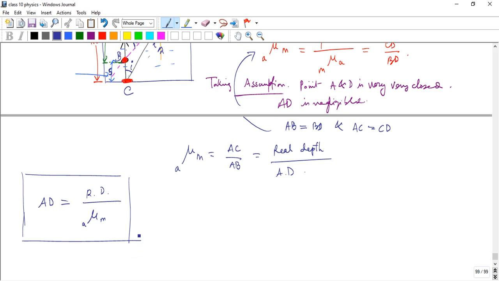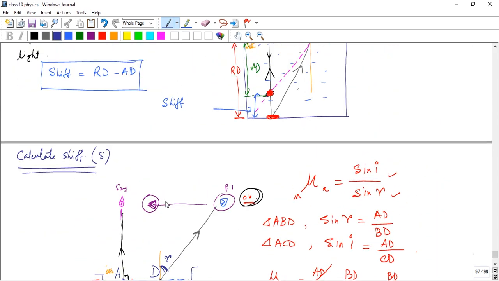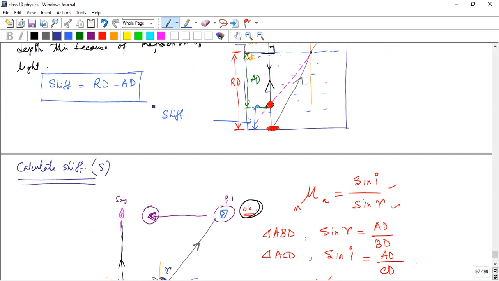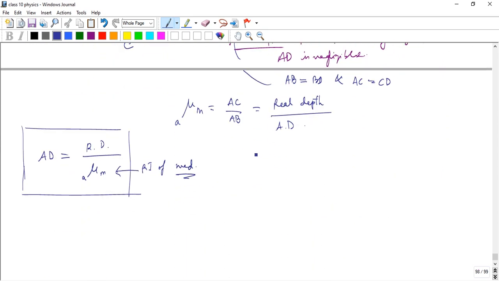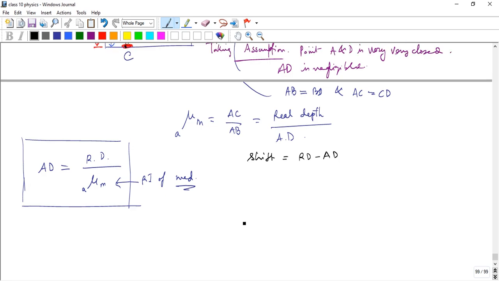That means the refractive index of the medium. Okay, so shifting. From shift you know that it is RD minus AD, real depth minus apparent depth. The shift is equal to real depth minus apparent depth.